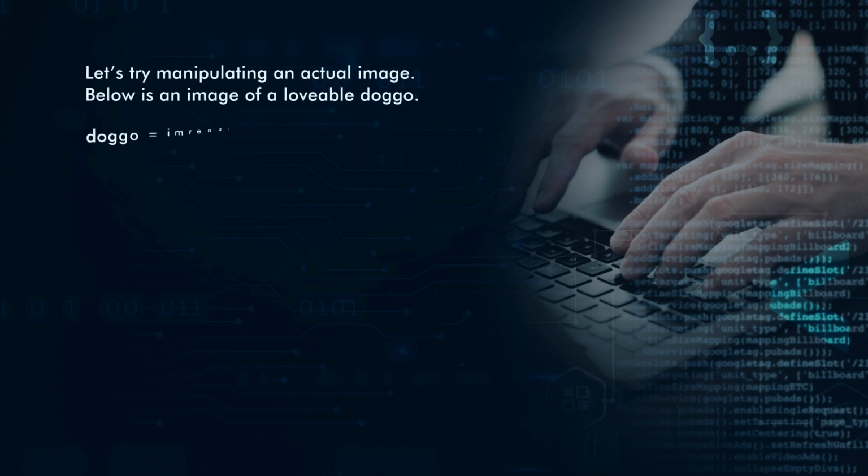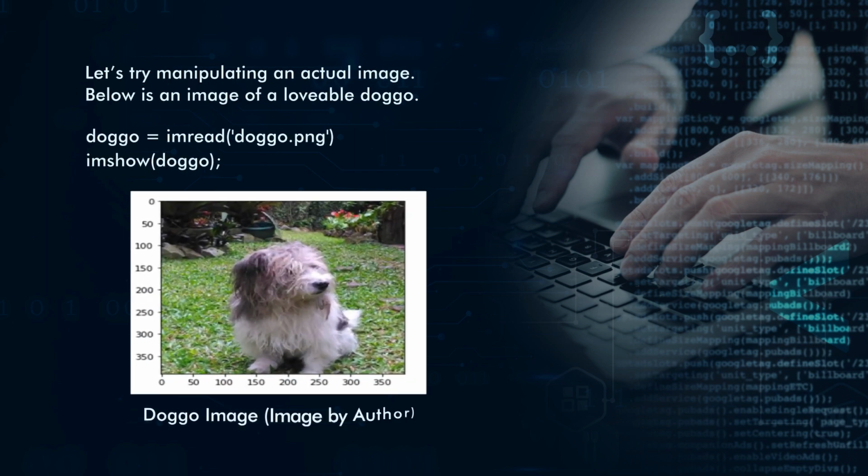Let us try manipulating an actual image. Below is an image of a lovable doggo. Doggo is equal to imread. The image is in PNG format. imshow doggo. So, this is the output which we will get, that is the image submitted, which we have to further translate into various applications of Python.